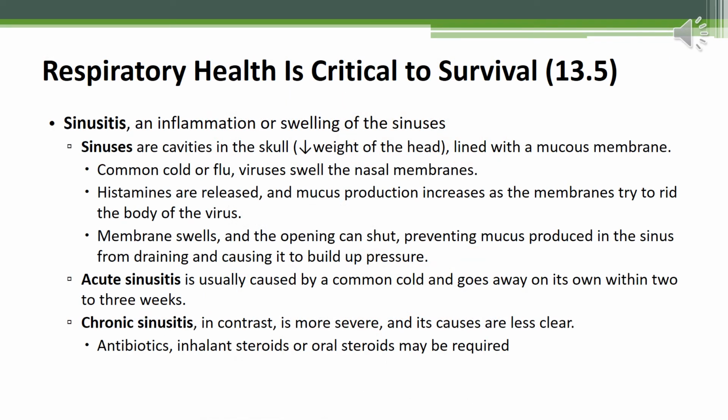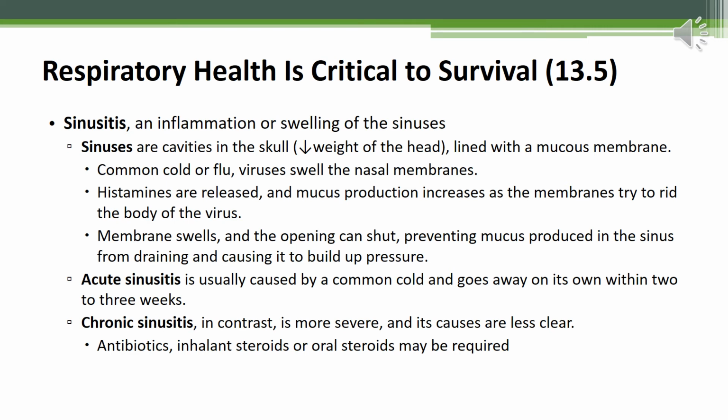Section 13.5, Respiratory health is critical to survival. So here for the rest of the chapter, we're just going to talk about some common diseases, disorders, and other conditions involved with respiratory health. First, we're going to start with sinusitis, which is an inflammation or swelling of the sinuses. And just remember that itis always means something is inflamed or swollen.